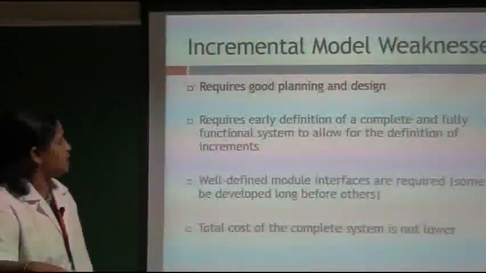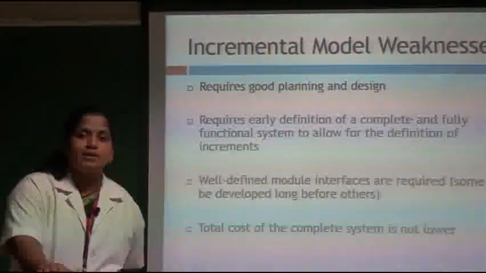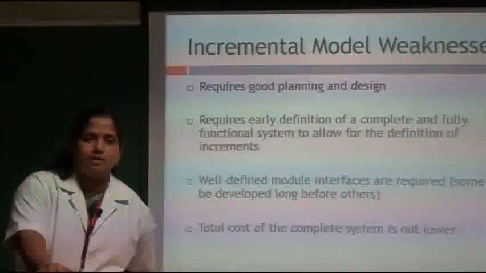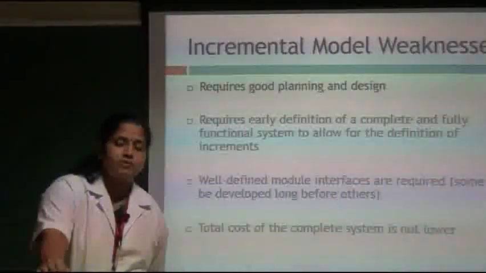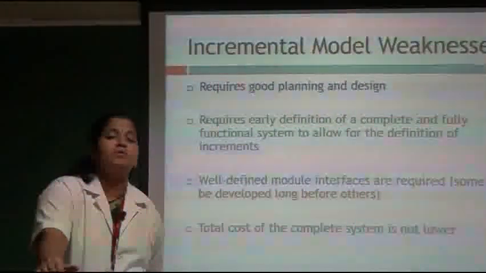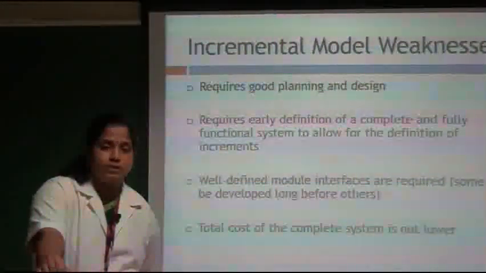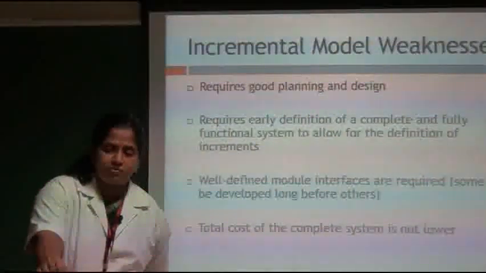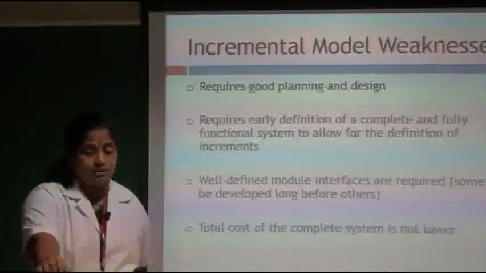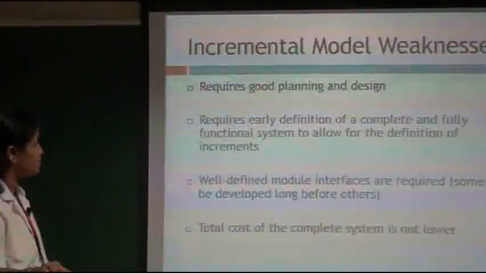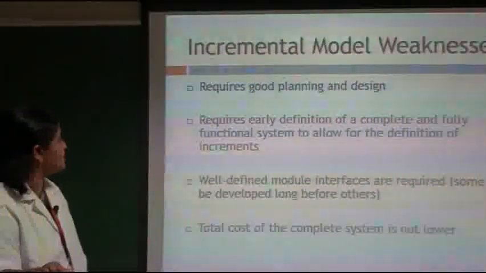What are the weaknesses? Requires good planning and design. This is very important for incremental. When you are using divide and conquer, first you should know how many tasks there will be, how many functions there are, how it can be divided, which functions should be given first priority, and where to start. All these things are more important in this model. So it requires good planning and design.